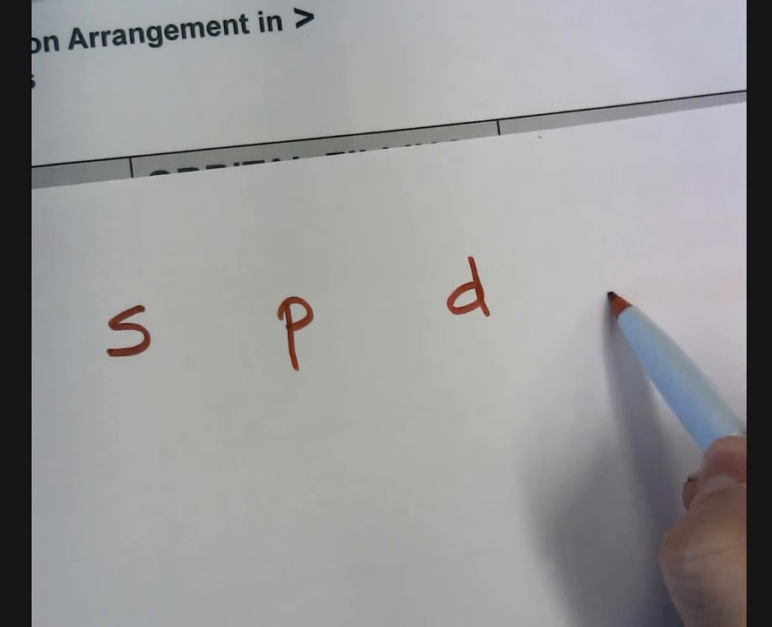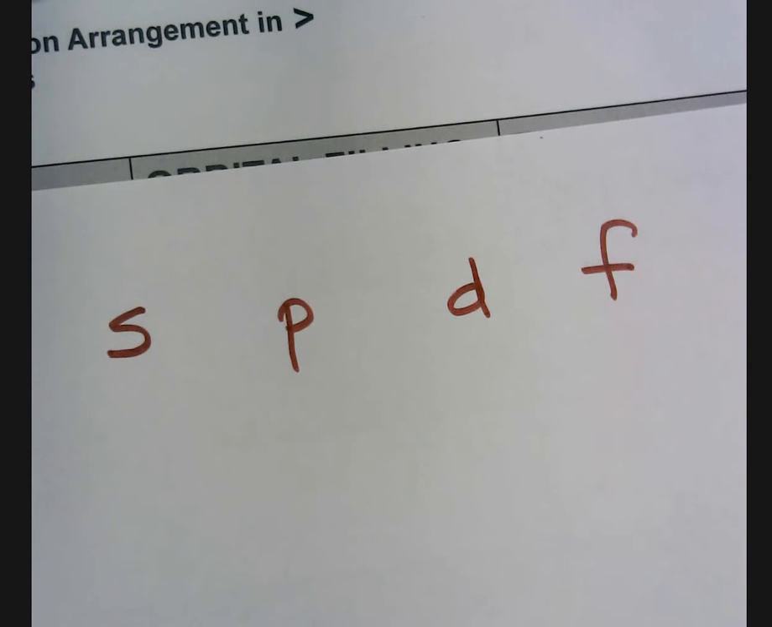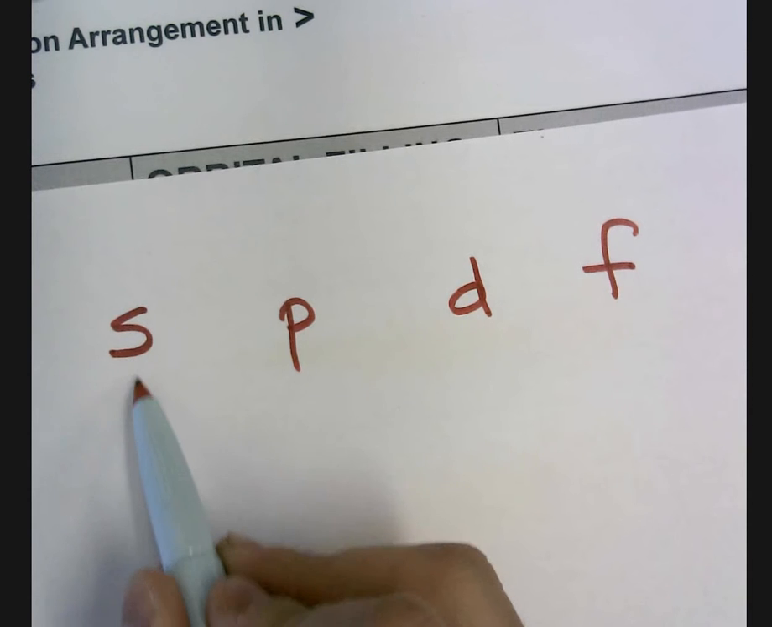All right, so let's go over this. Last week, I told you there were 4 different types of sublevels. We have S, we have P, we have D, and we have F, okay? Now, I told you that each one has a certain number of orbitals. How many orbitals for the S? 1, okay? So I'm going to put a line up there.